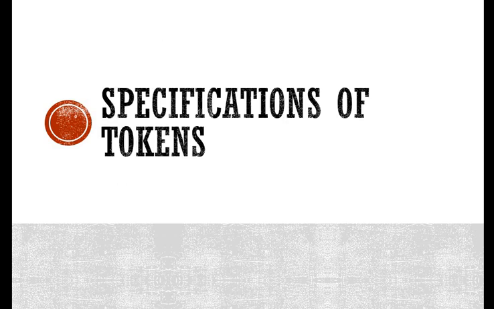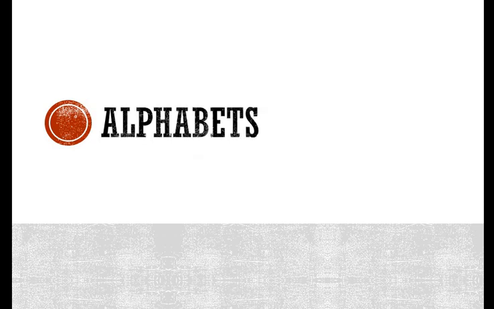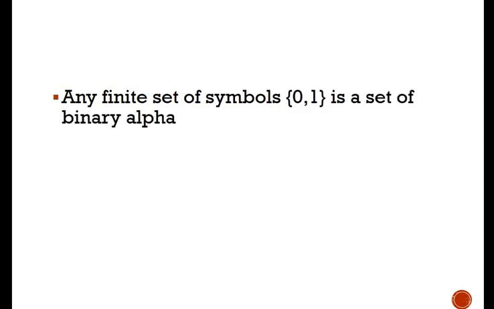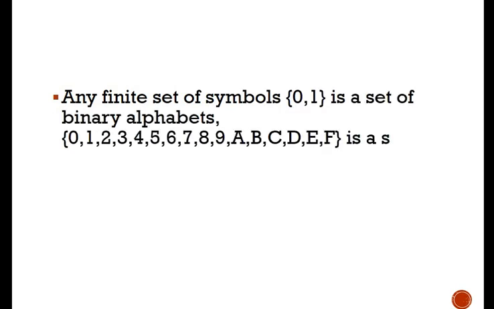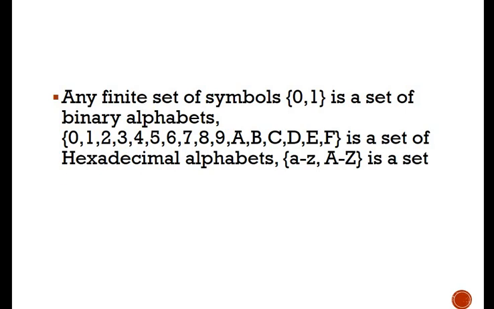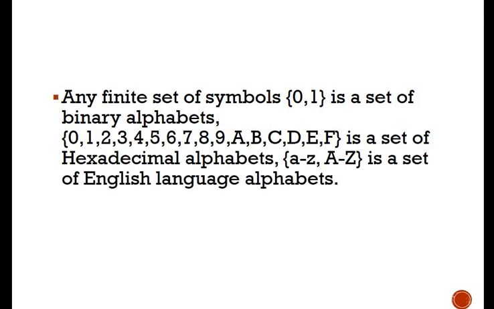So first of all, lexical analyzer will see that what are these things are meant for and what are the meanings of these things. So specifications of tokens. Now what certain things can be token? Alphabets are token. What are alphabets? Any finite set of symbols like 0, 1 is a set of binary alphabets, or 1, 2, 3 and A, B, C is a set of hexadecimal alphabets. Like this is A to Z and capital A to Z, a set of English language alphabets.